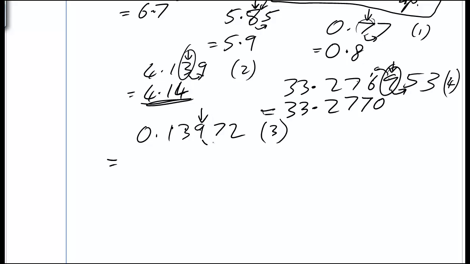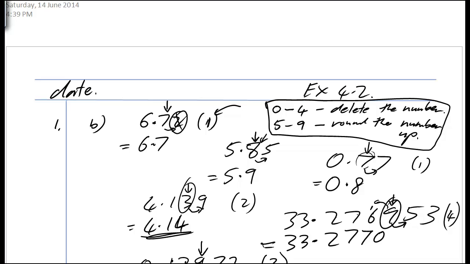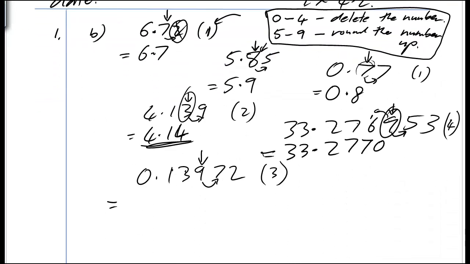So look at the number just to the right of that. It's a 7. So if it's a 7, it's one of the numbers from 5 to 9, and we round it up. So this number here has to be rounded up to the next number above it. Now, the next number above 9 is 10. So you've got to put the 0 there and carry 1 over here, which means that 3 there becomes a 4.